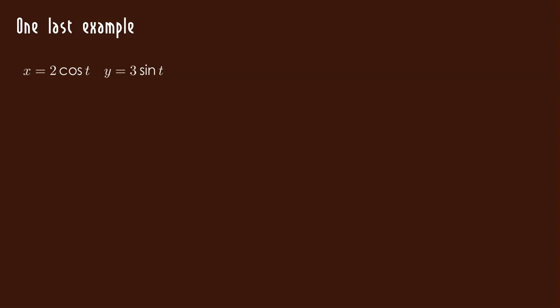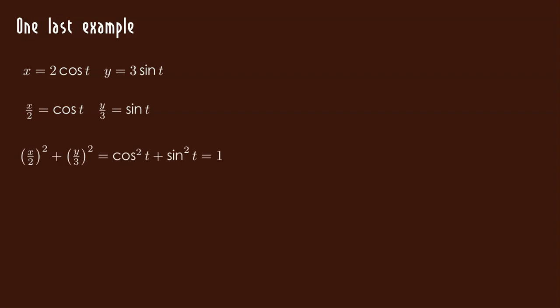Let's do one last example. Suppose I have x equals 2 cosine t and y equals 3 sine t. Now I can't just say x squared plus y squared because then I get something wonky in the front. But what I can do is solve each of these equations for their trig functions. So I have x over 2 equals cosine t, y over 3 equals sine t. Now I can square those and add them and get to my 1.